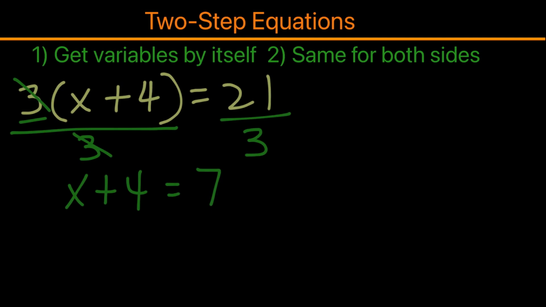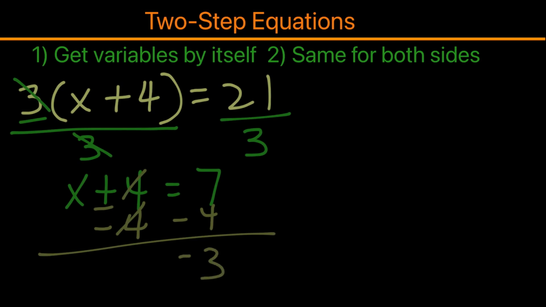Now the second operation is the plus 4. So the opposite operation of addition is subtraction. So we'll minus 4 and minus 4 here. And this crosses out. 7 minus 4 is 3. So we have x = 3.